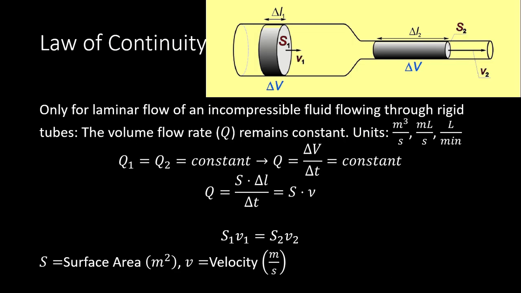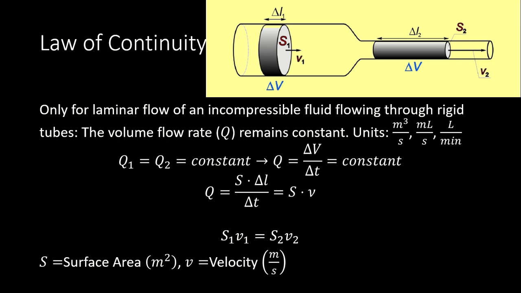Let's look at the law of continuity. This is only for laminar flow of an incompressible fluid flowing through rigid tubes. The volume flow rate Q must remain constant, no matter if that tube expands or compresses. The rate for a certain amount of volume to flow must remain constant. Typical units for volume flow rate include cubic meters per second, milliliters per second, liters per minute, some unit of volume per unit of time.